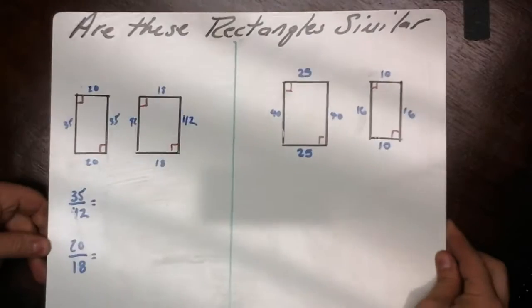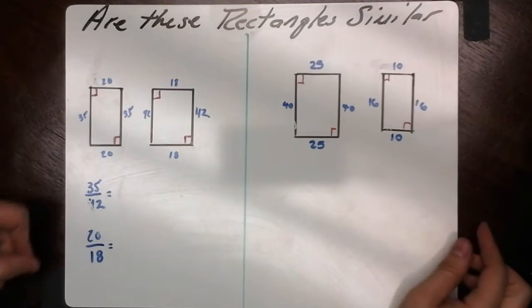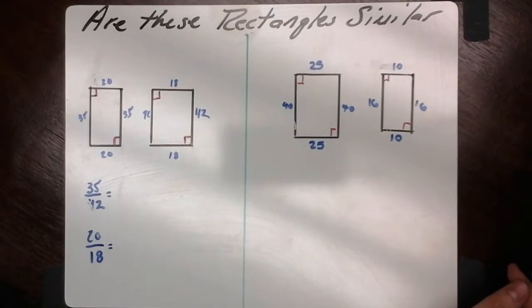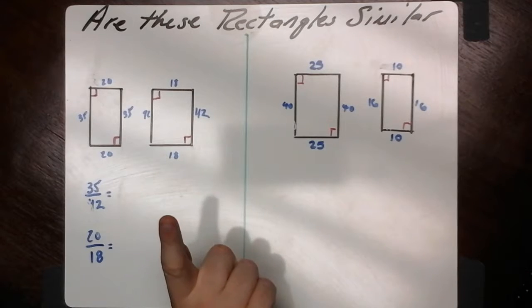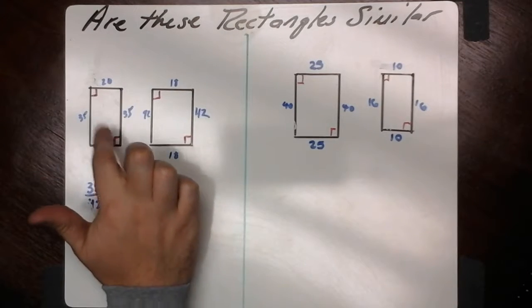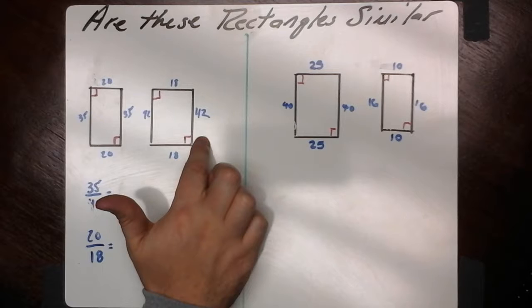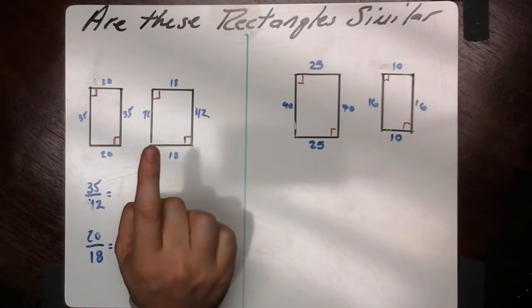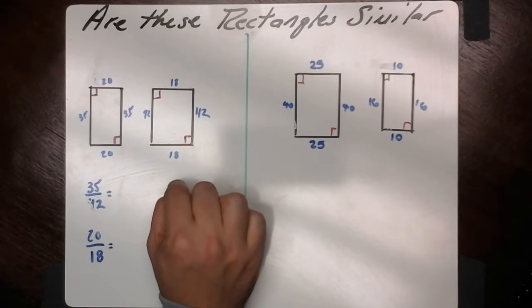So the first question here is, are these rectangles similar? They tell me they're rectangles, so by design they have to be similar, right? Maybe. I have equal angles, congruent angles, so that part's good, but do I have proportional parts?